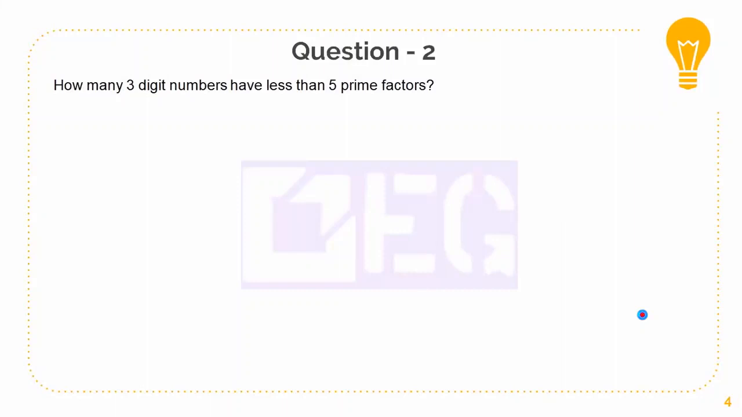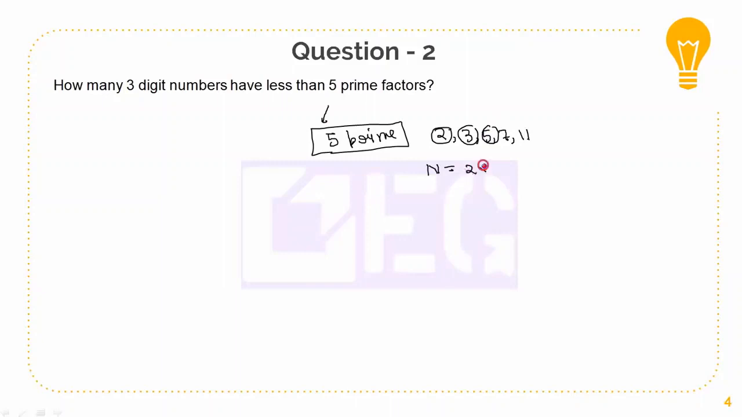Next question is, how many 3-digit numbers have less than 5 prime factors? If you check a number with 5 prime factors, what is the smallest number which will contain 5 prime factors? The smallest one will be 2, 3, 5, 7 and 11. That means the smallest number which will contain 5 prime factors will be 2 into 3 into 5 into 7 into 11, which is 30 into 77, that is 2310. This is the smallest number which will contain 5 prime factors.